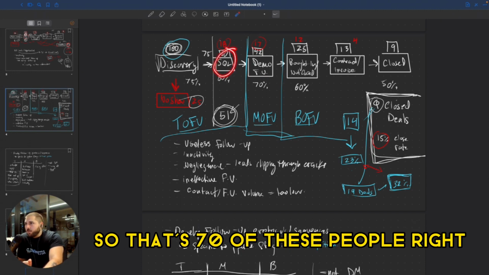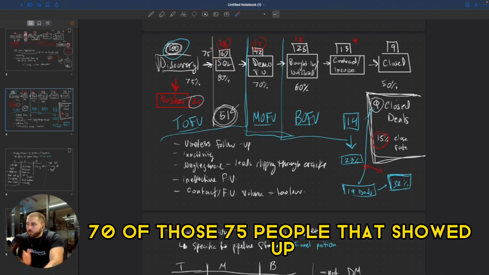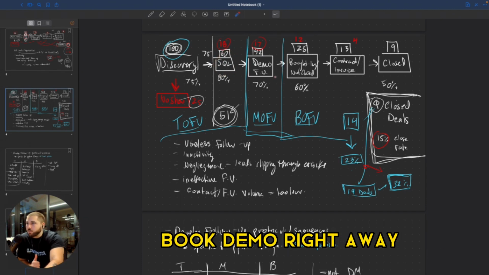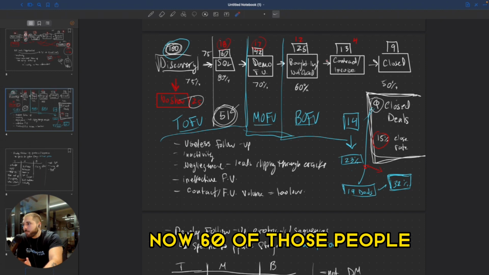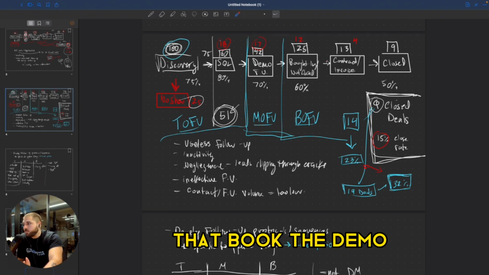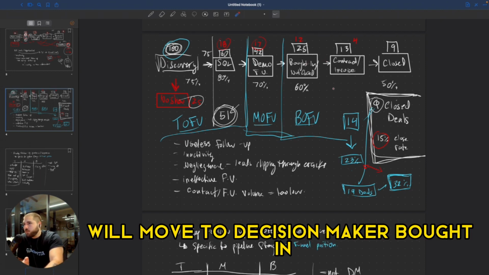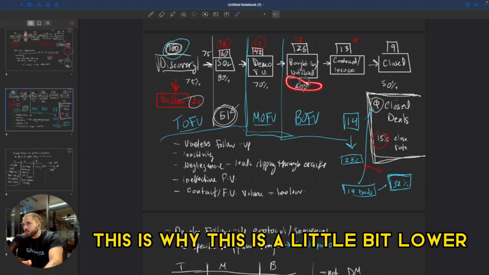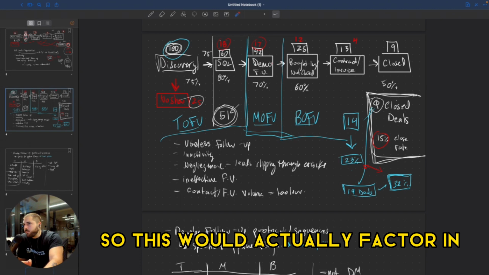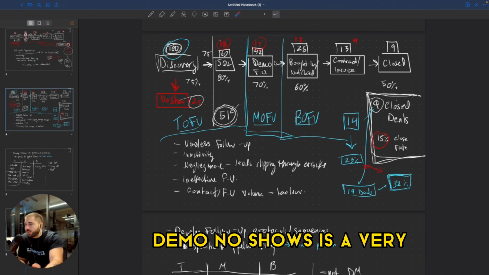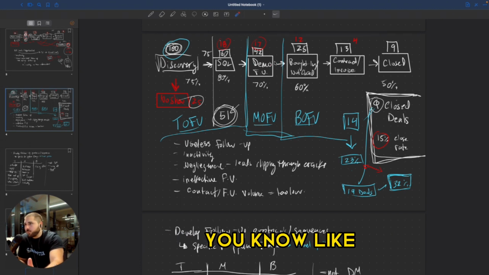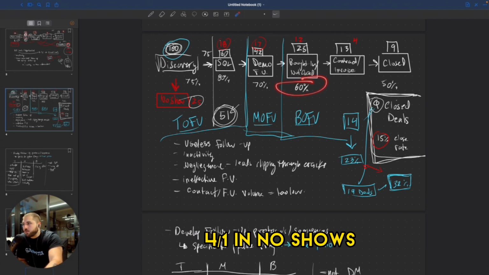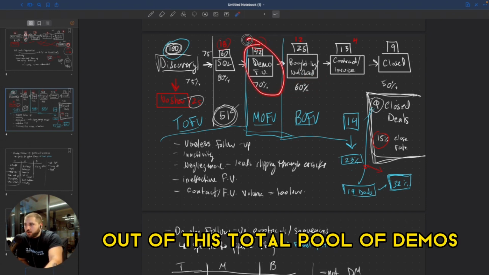So that's 70% of these people. 70% of those 75 people that showed up and were classified as SQLs booked the demo right away. Now, 60% of those people that booked the demo will move to decision maker bought in. This is also factoring in a demo no-show rate, which is why this is a little bit lower. Usually your demo show up rate should be really high, but nevertheless, this factors in some no-shows, out of this total pool of demos.